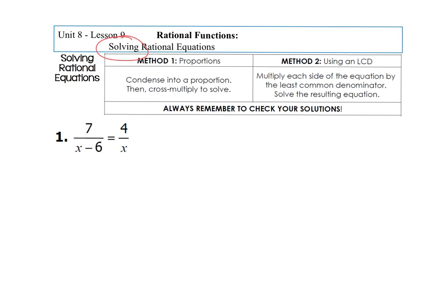Now we're going to have two different types of rational equations. So we've got these two different methods up here, method 1 and method 2. Method 1 is for proportions. A proportion, if you recall, going back to pre-algebra or before, is when you have one fraction equal to one fraction. Just one fraction on either side of the equal sign.